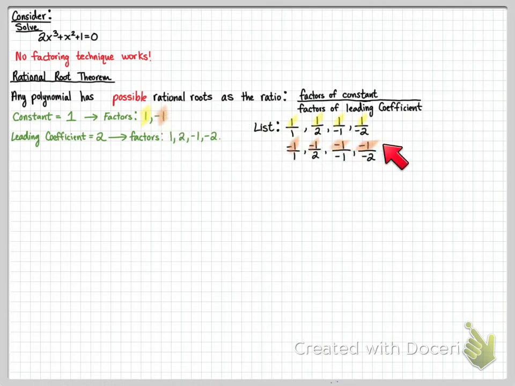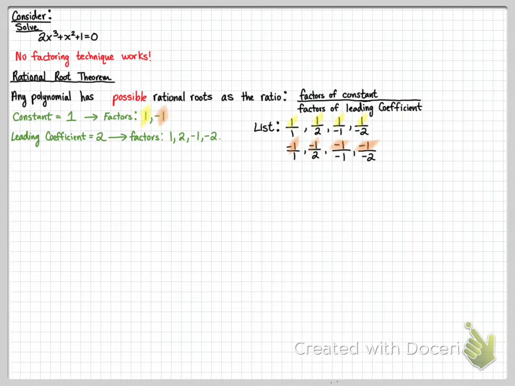I'm going to put negative 1 all the way across the board. And then I'm going to put my leading coefficients on the bottom. Remember, this is what we're doing up here. It's the factor of a constant over the factors of the leading coefficient. So 1 over 1, 1 over 2, 1 over negative 1, and 1 over negative 2. And then we're going to go negative 1 over 1, negative 1 over 2, negative 1 over negative 1, and negative 1 over negative 2.